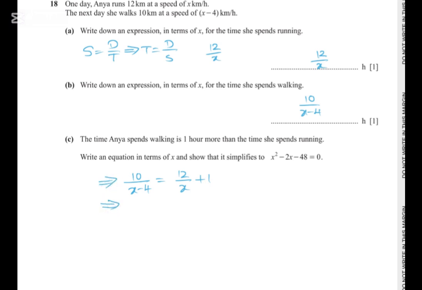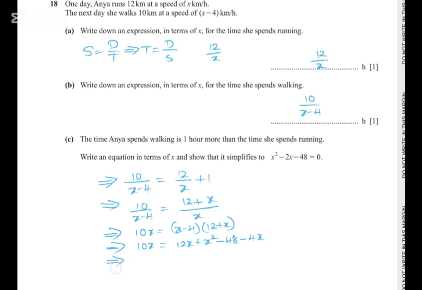Next step, on the right hand side, simplify because there is a fraction and a number. So 12 by x, x is the LCM, 12 numerator as it is, but this 1 is 1 by 1, so the numerator is x here because the LCM is x. Then next cross multiply. So 10 will be multiplied to x, and x minus 4 will be multiplied to 12 plus x. Simplify it by multiplying. So 10x is equal to x into 12 is 12x, x into x is x square, minus 4 into 12 is minus 48, minus 4 into x is minus 4x.